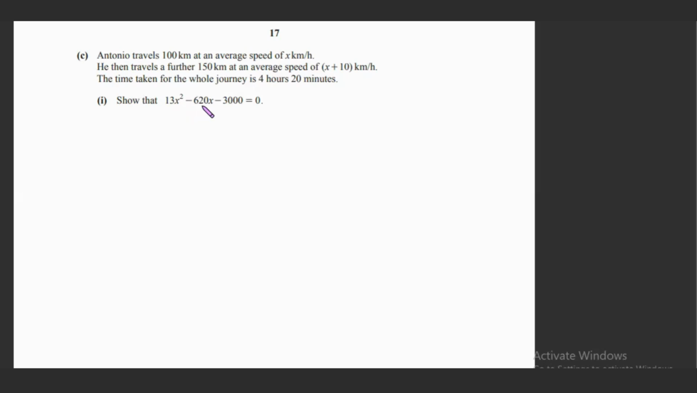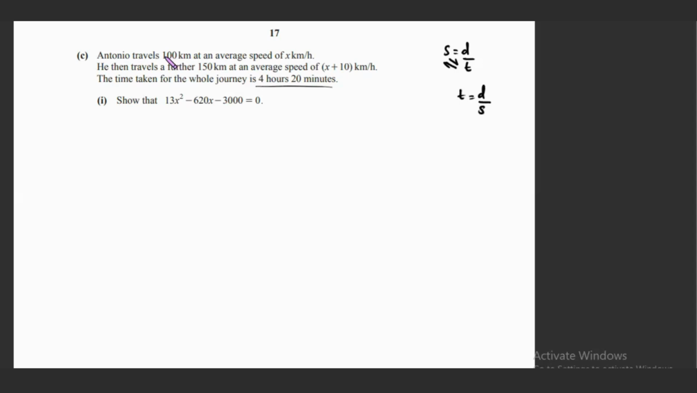Now here we have to use the speed formula. We know that speed is equal to distance over time, but the time is given to us, so we need to relate it with the time. So I need to switch this speed and time. So time will be equal to distance divided by speed.